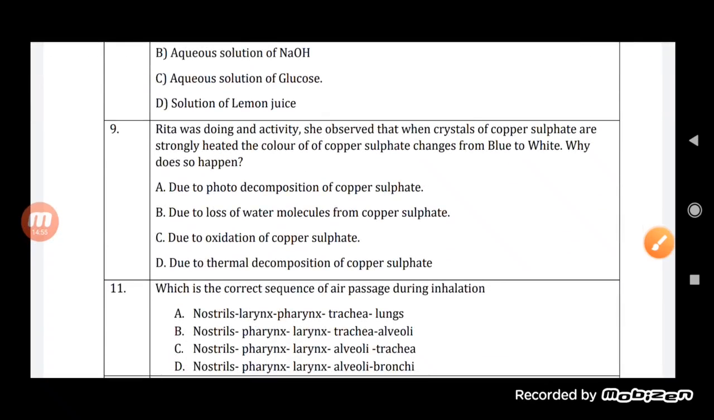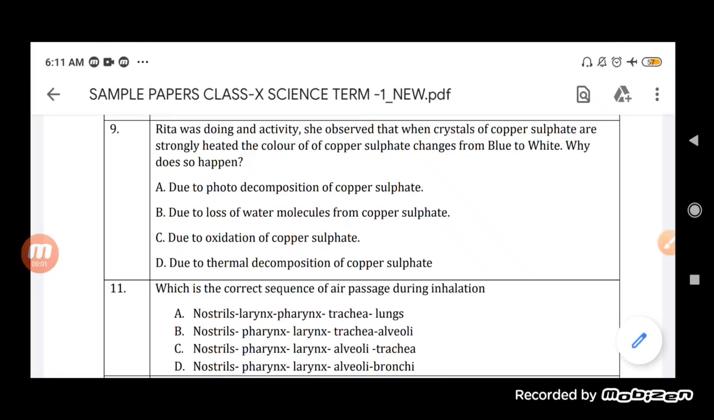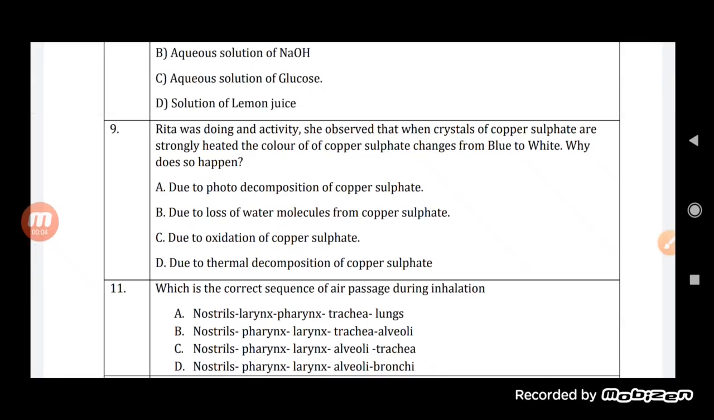Now Rita was doing an activity and she observed that when crystals of copper sulfate are strongly heated, the color of copper sulfate changes from blue to white. Why does this happen? When you take copper sulfate and heat it, you have seen that it starts changing its color from blue to white. So the question is why does it occur?